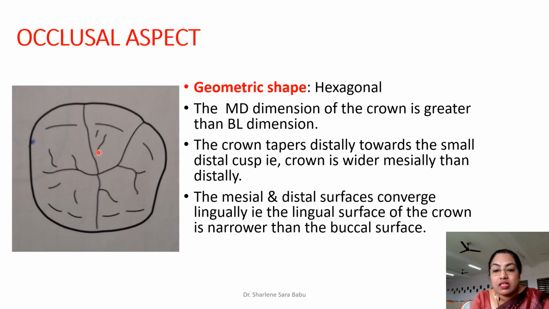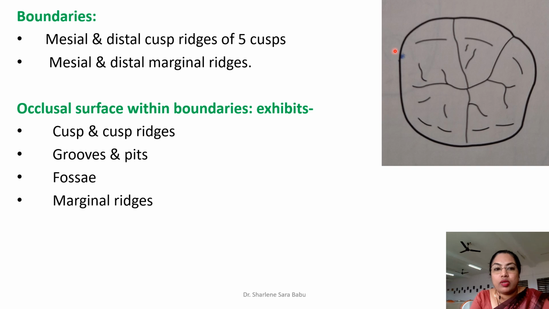Moving to the last, that is occlusal aspect, the geometrical shape is hexagonal. The mesio-distal dimension of the crown is greater than the buccolingual dimension. The crown tapers distally towards a small distal cusp, that is, the crown is wider mesially than distally. The mesial and the distal surfaces converge lingually, that is, the lingual surface of the crown is narrower than the buccal surface. About the boundaries.